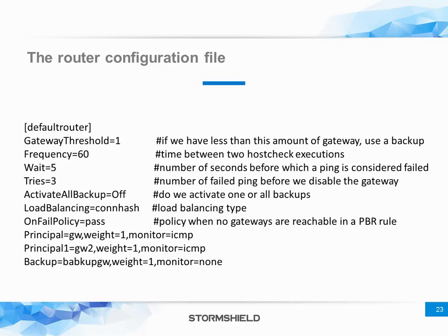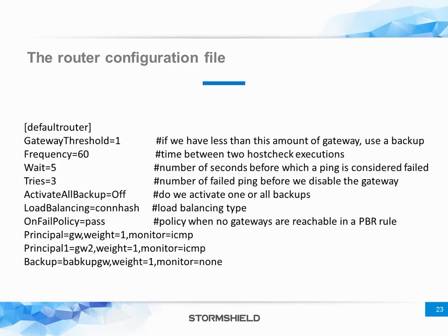First, the section name, default router, is the name of our object. Gateway threshold is the number of gateways that must be active. Below this threshold, a backup gateway is used. Frequency is the time between 2 host check executions. Wait is the time we wait before a ping is considered unanswered. Tries is the number of pings we can lose before disabling the gateway. Activate all backup: do we activate one or all failover backups?